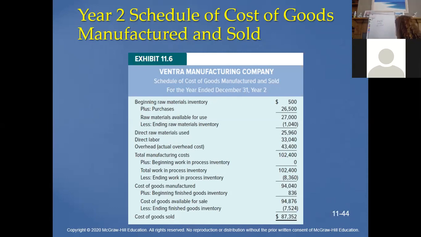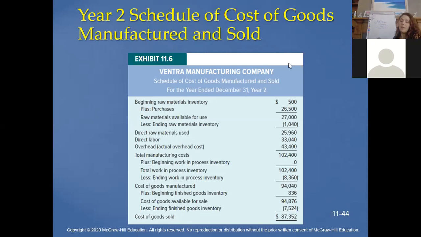So for materials, I left a bigger space, hold on. For materials, and you've seen this formula before, I'm going to start with my beginning, and this is for raw. Start with my beginning balance. I'm going to add my purchases. I'm going to subtract my ending balance. And that's going to give me my total raw materials.